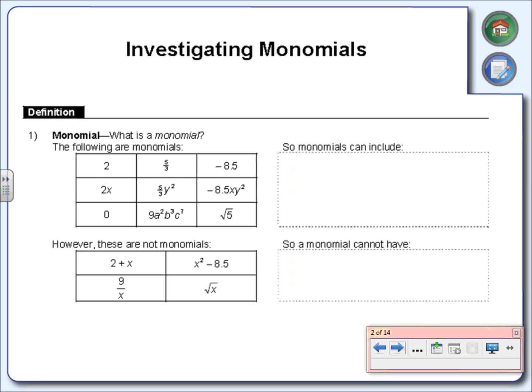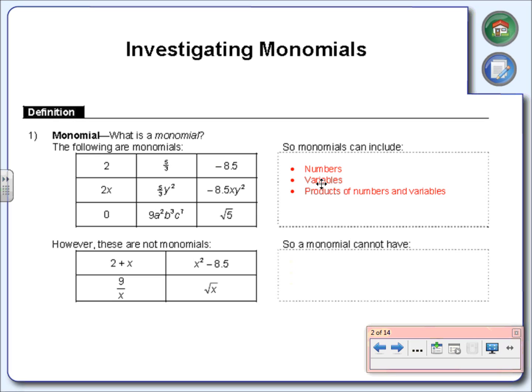So what can we say about monomials? It says monomials can be described as numbers, like that 2, like that 5/3, like that negative 8.5. Not only are they numbers, but they can also be described as variables, like x, that would be considered a monomial. Y, that would be considered a monomial. Any variable.